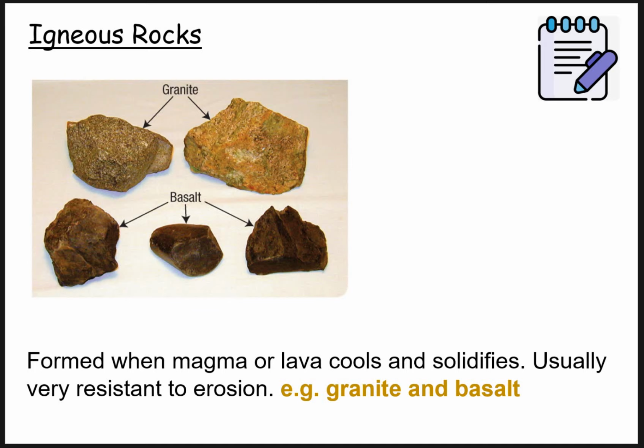If it cools underground very slowly, then large crystals have time to grow. Rocks such as granite form in this way. If lava cools at the Earth's surface, much smaller crystals form, and this is how basalt is formed. One thing you really need to remember for exams is that igneous rocks are generally very hard and very resistant to erosion. This is why they often form some of the UK's highest upland areas.